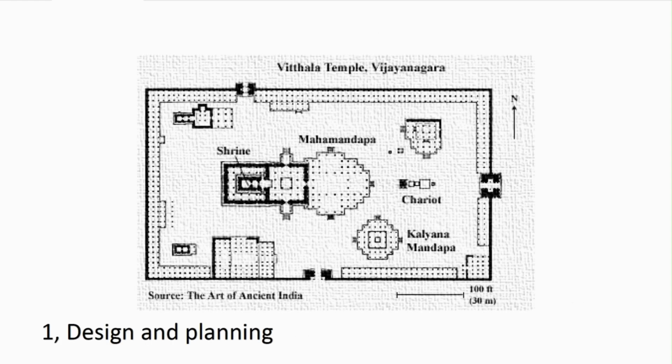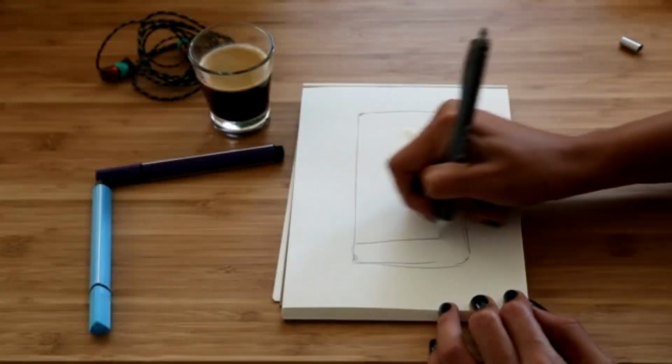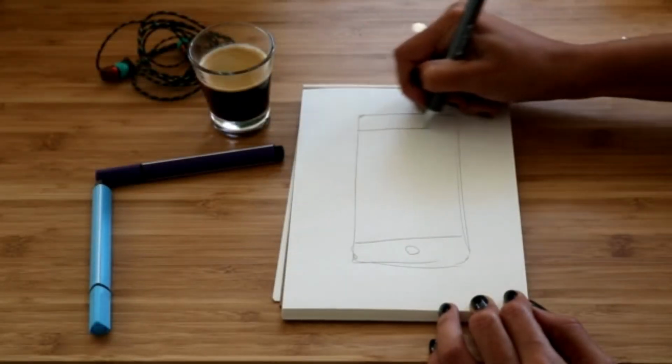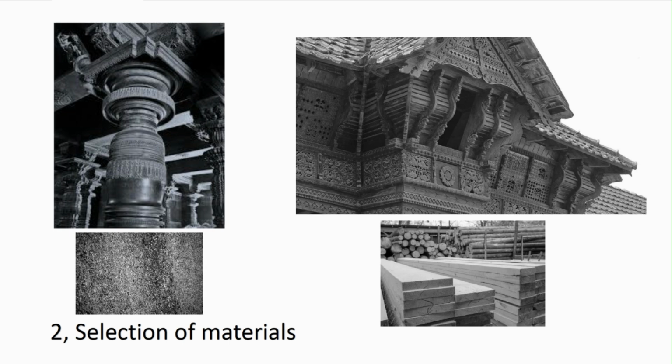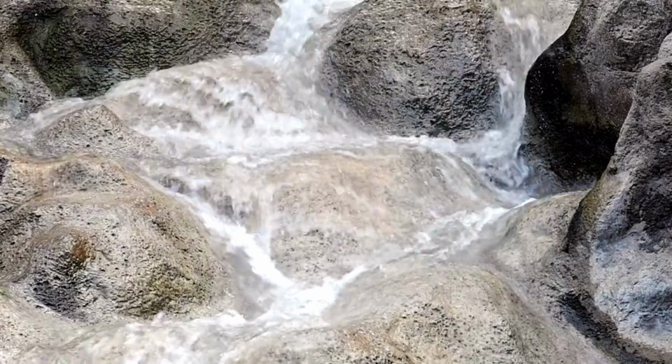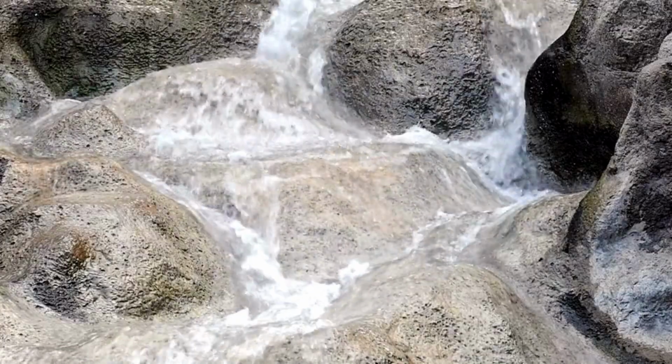Design and planning. The design and plan of the temple were created based on ancient texts such as the Shilpa Shastras and Vastu Shastras. Selection of materials. Materials such as stone, brick, and wood were selected based on their availability, durability, and aesthetic appeal.